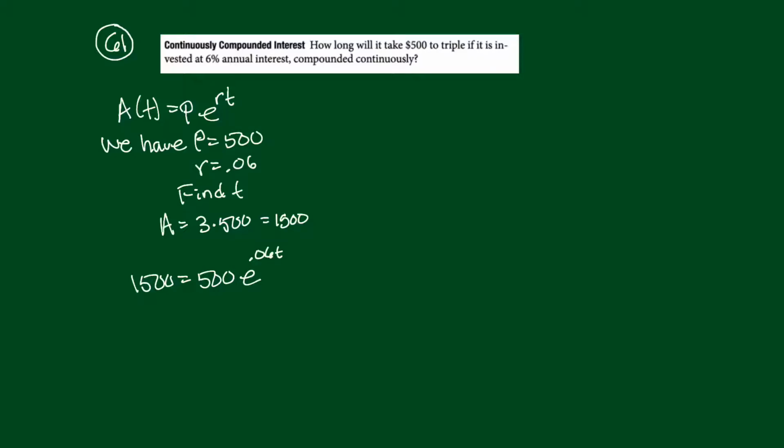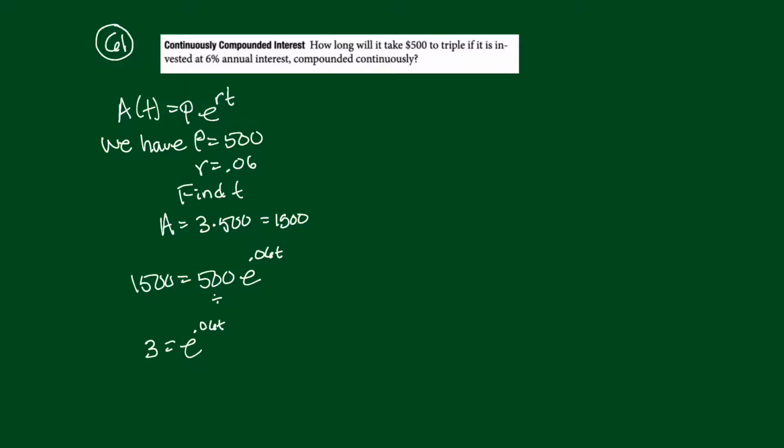And I'm trying to get t, right? We want to get t. So let's start to isolate it. Let's divide by that 500. This goes in so evenly, I'm just going to go ahead and do it. 1,500 divided by 500 is 3 equals e to the 0.06 t.